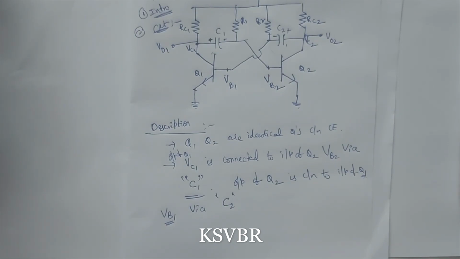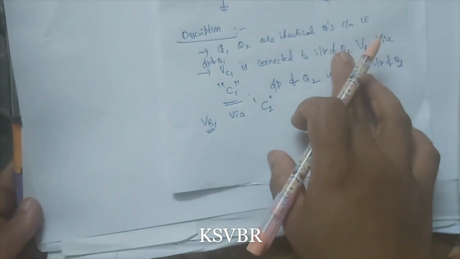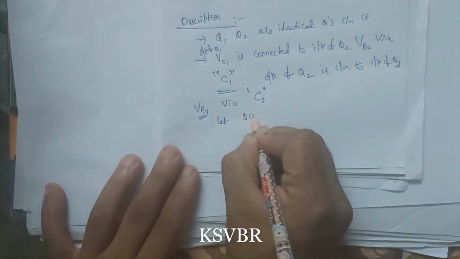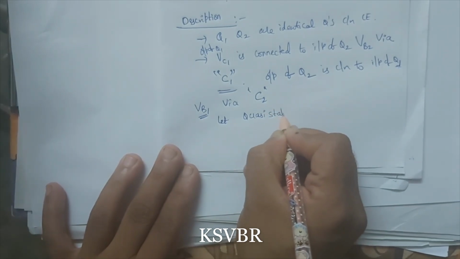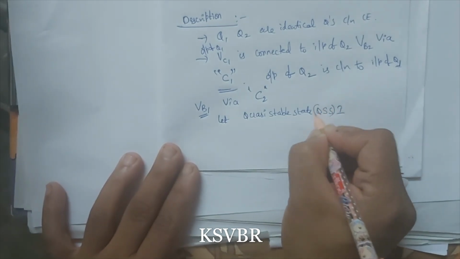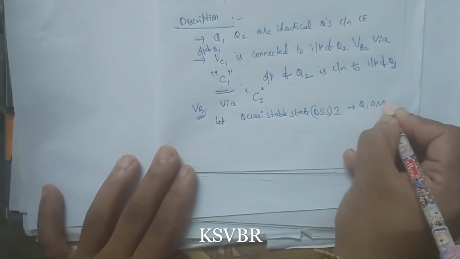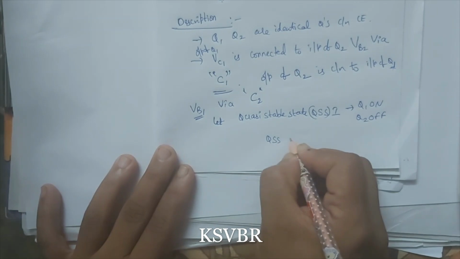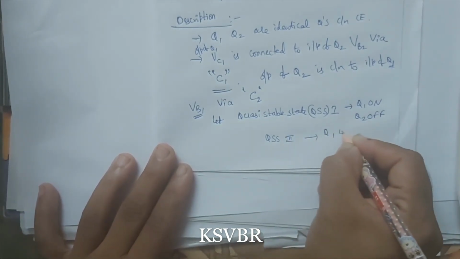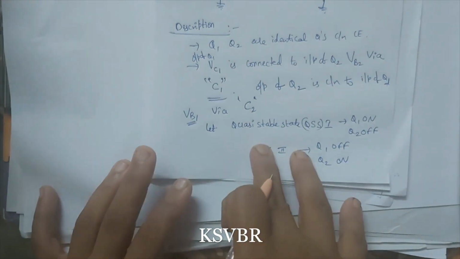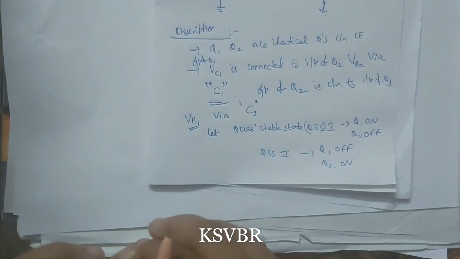In addition to that, what we have to assume in the description is, let quasi-stable state 1, QSS1, be Q1 on, Q2 off. At the same time, quasi-stable state 2 be Q1 off, Q2 on. These are the points that we have to describe in the description.